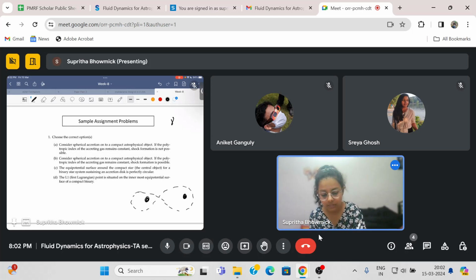Last option. The L1 point, the first Lagrange point, is situated on the innermost equipotential surface of a compact binary. True.